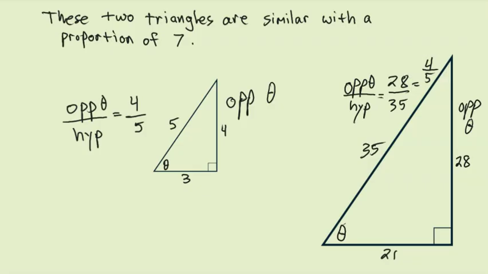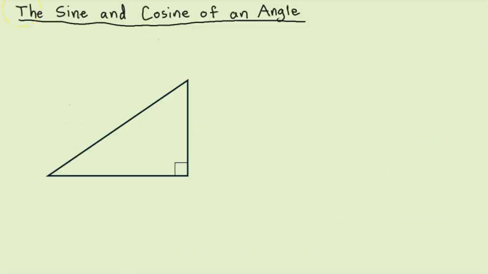So what I want to do now is talk about this ratio, opposite over hypotenuse, and then there's another ratio that's very similar to it, which is the adjacent of theta over hypotenuse. These two fractions are two of the most important fractions in all of mathematics. We call them the sine and the cosine of an angle. Every angle has a characteristic called the angle's sine and the angle's cosine. You're going to see these words a good bit.